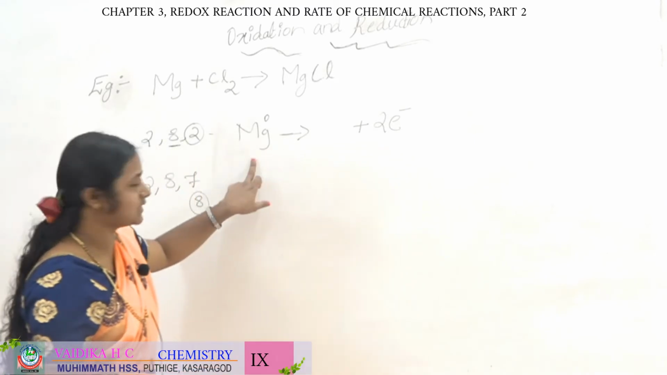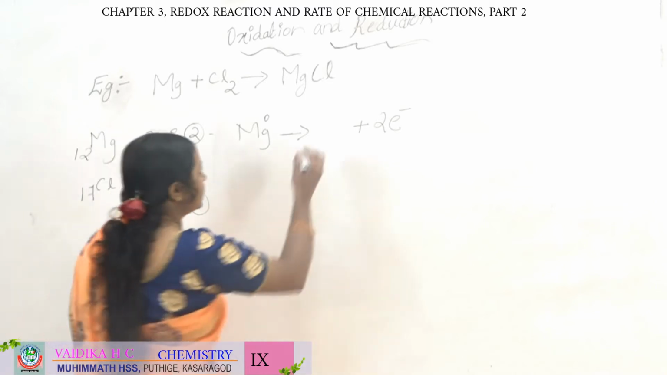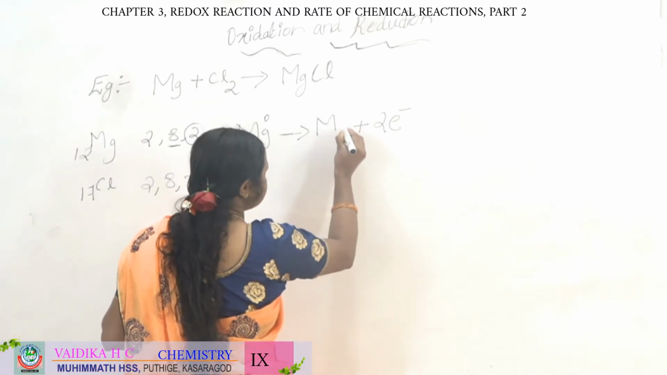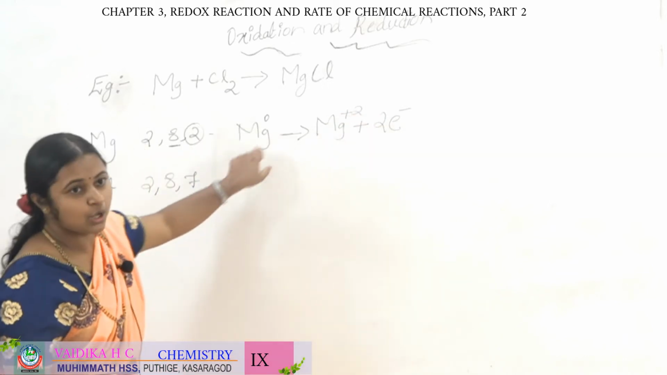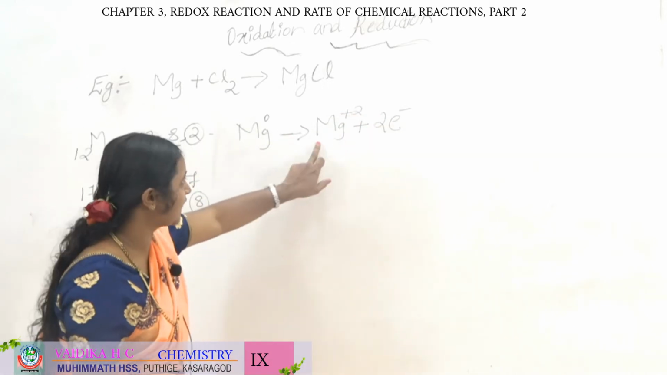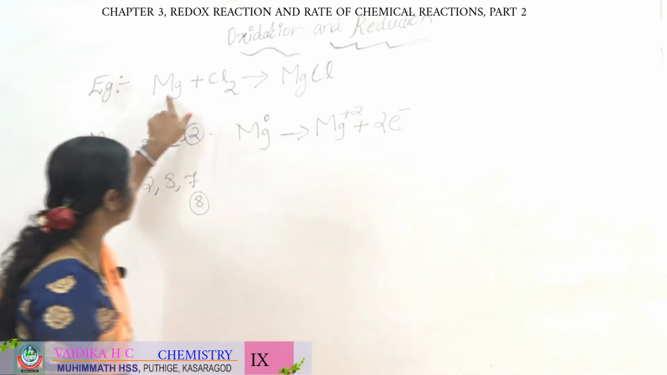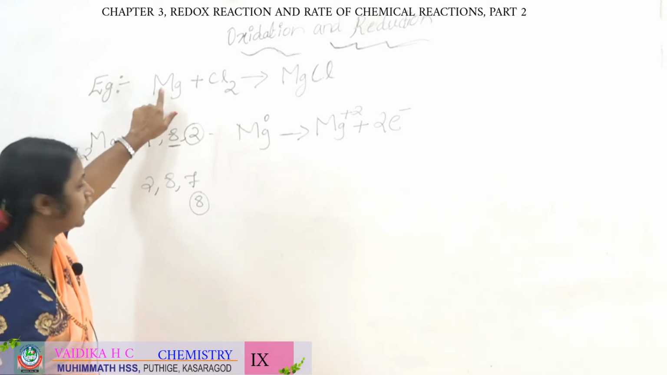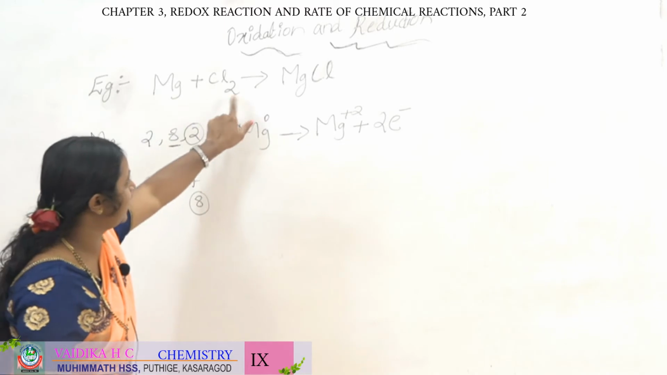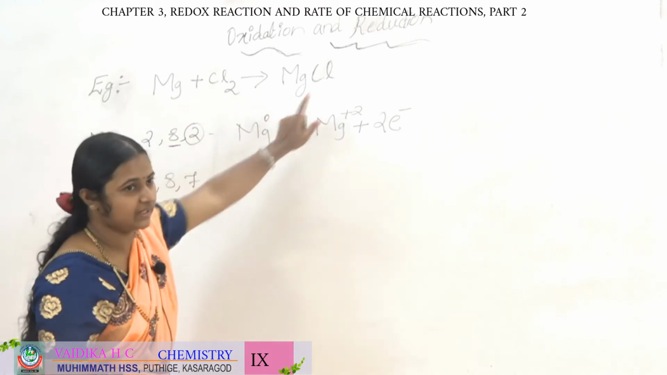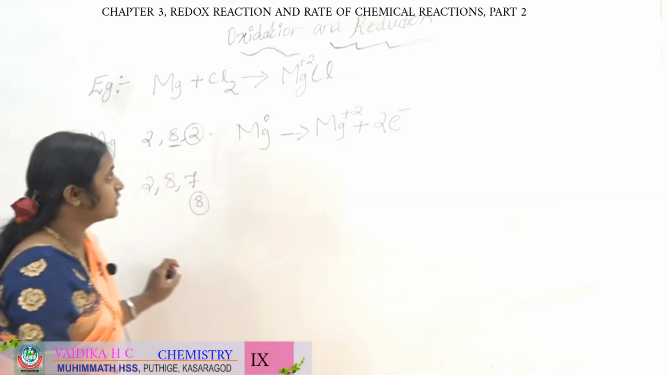So what happens? Magnesium will get the plus 2 charge, right? So magnesium plus 2. Here magnesium lost 2 electrons, so we can write Mg plus 2 plus 2 electrons. Here magnesium is in the 0 state, that means it is in the atom state, and it will donate 2 electrons, and here Mg got plus 2 charge, right?